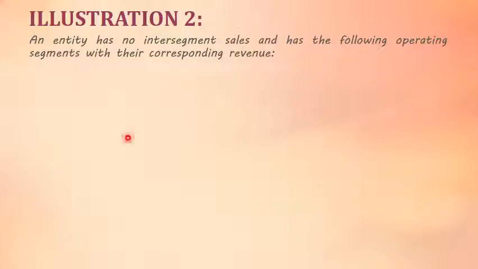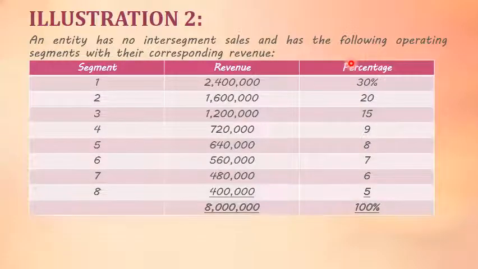Illustration. An entity has no inter-segment sales and has the following operating segments with their corresponding revenue. So, we have segments 1 to 8 and given yung kanilang revenues. So, 2.4 million, 1.6 million, 1.2 million, 720,000, 640,000, 560,000, 480,000, and 400,000 for segment 8 for a total of 8 million pesos and 100% yan. So, di ba sabi natin, para maging reportable segment, 10% of the total revenue. So, given dito yung percentage ng bawat segment.